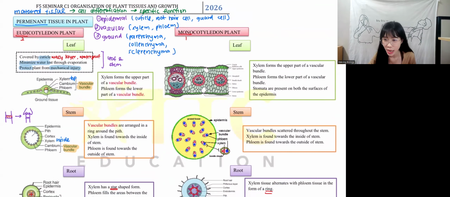Anybody has questions on this page? For monocot, are stomata more on top or bottom? It depends on whether they are aquatic plants or normal plants. If it's a normal plant, more at the bottom. If it's an aquatic plant, more on top. So you see whether they are aquatic plants or normal plants. Okay, no question. I'm going to ask you a question right now.